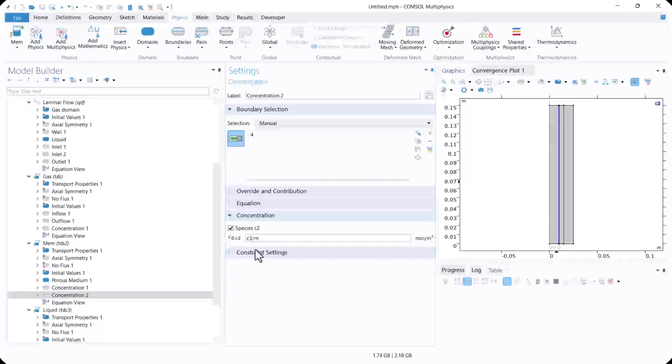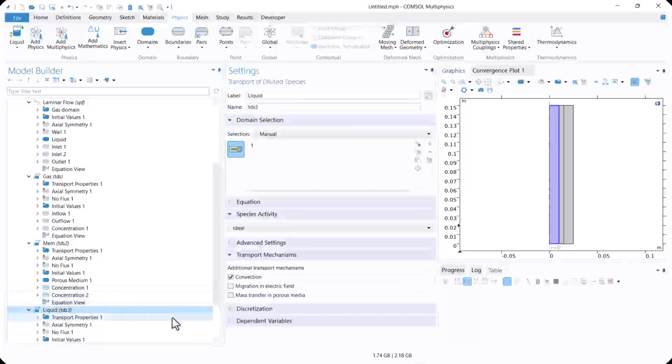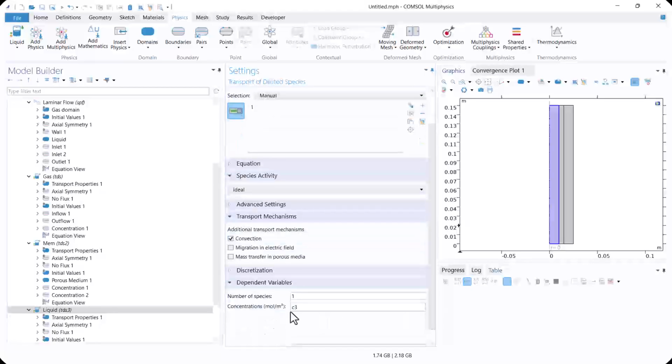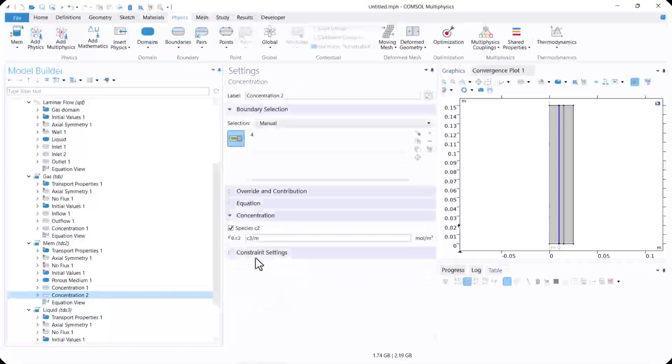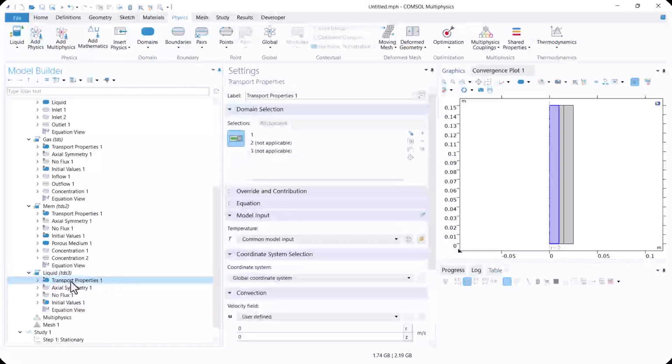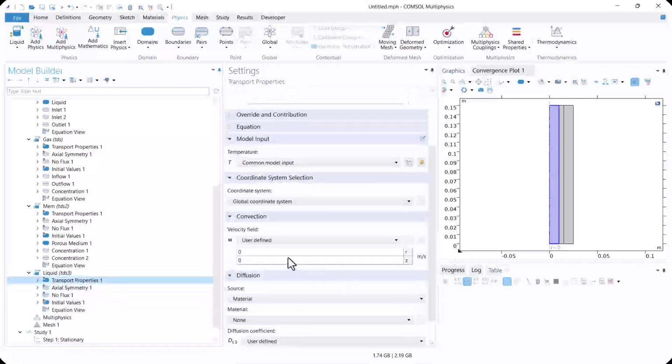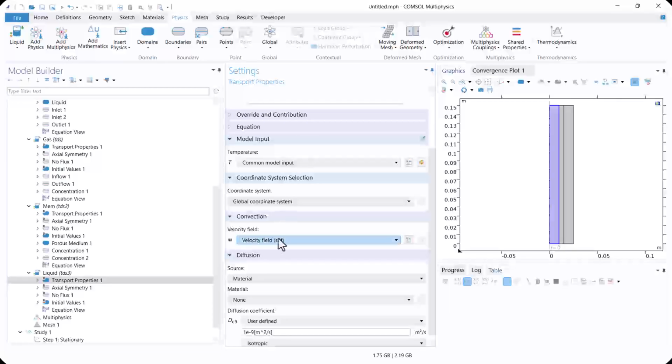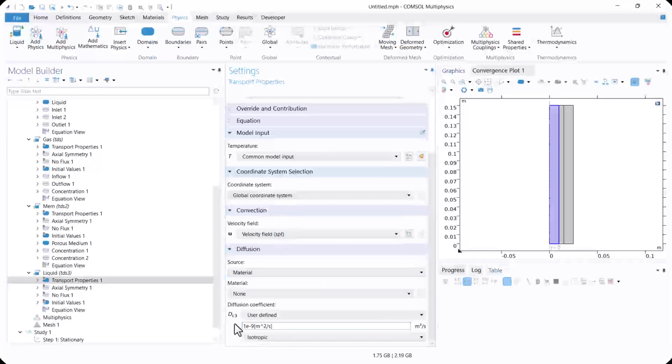What is C3? C3 is the component of the gas in the liquid domain. If we click the liquid domain here, you can see the concentration is C3. That is the reason we select C3 divided by M, because on this boundary we have C3 in the liquid domain. Now we click on liquid, and on transfer properties 1. For the velocity we have laminar flow, and for diffusion we have C3.